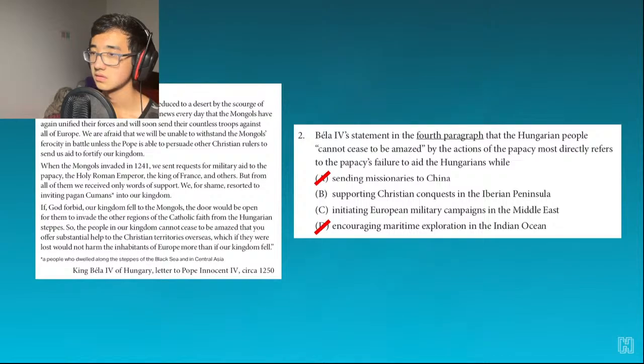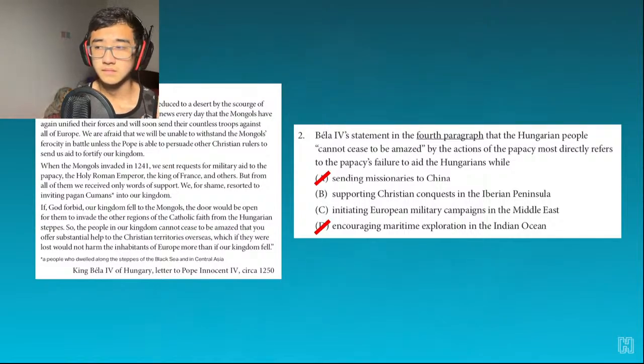So let's choose between B and C. The one I'm tempted to choose is B, supporting Christian conquests in the Iberian Peninsula. Now, when it's talking about the Iberian Peninsula, you need to think about the modern-day state of Spain. By this time, there had been a long-standing clash between Muslims and Christians in this place.